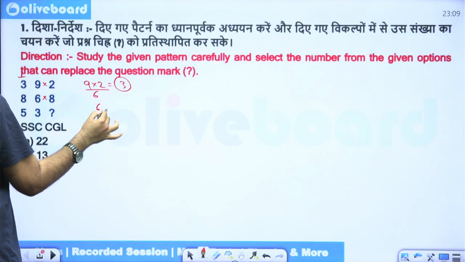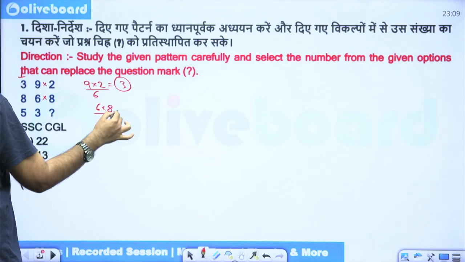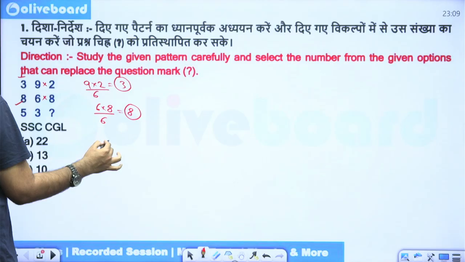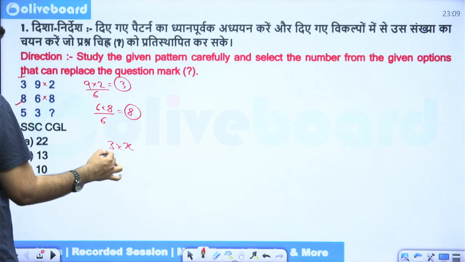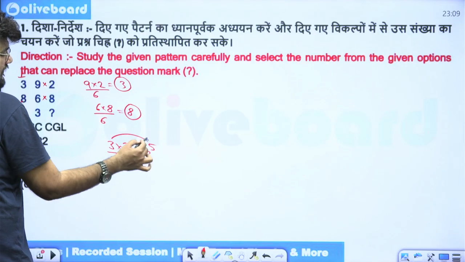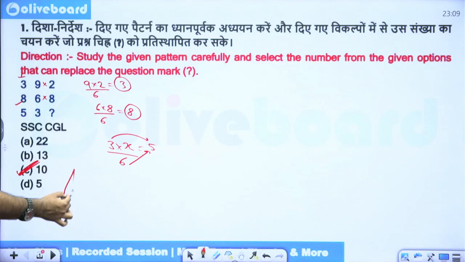Multiply 6 by 8, I'll get 48. Divide that by 6, I'll get 8, which is again the first column number. So if I multiply 3 with something and I divide that by 6, I should get 5 as my answer. So this is 30 divided by 3, which will give me 10. So option C is the correct answer here. Cool. Next.